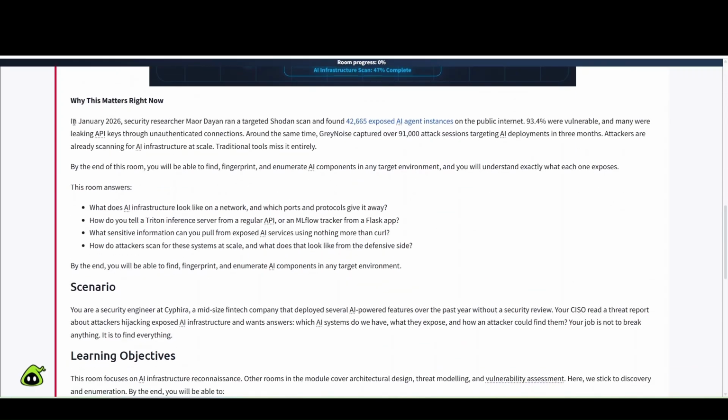Why this matters right now. In January 2026, security researcher Mayer Dayan ran a targeted Shodan scan and found 42,665 exposed AI agent instances on the public internet. 93.4% were vulnerable, and many were leaking API keys through unauthenticated connections. Around the same time, GreyNoise captured over 91,000 attack sessions targeting AI deployments in 3 months. Attackers are already scanning for AI infrastructure at scale. Traditional tools miss it entirely.